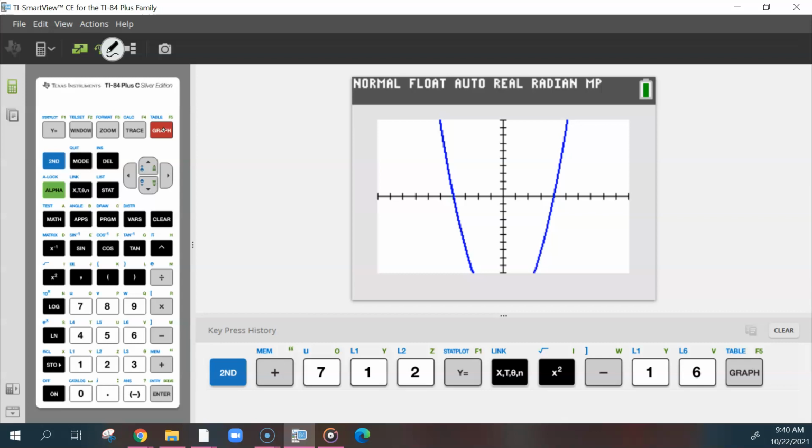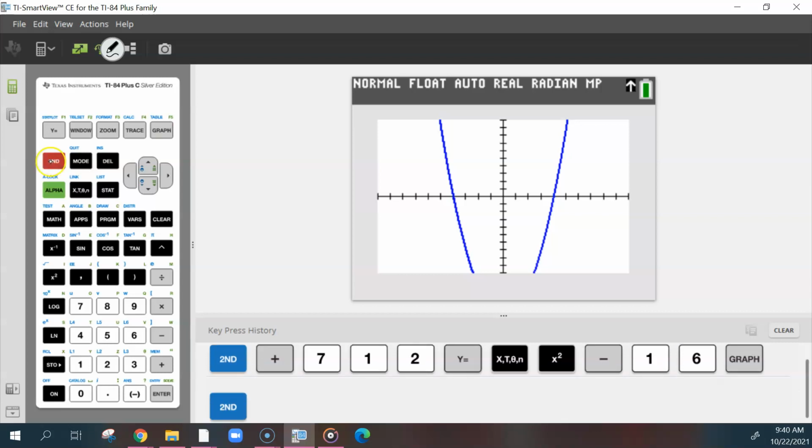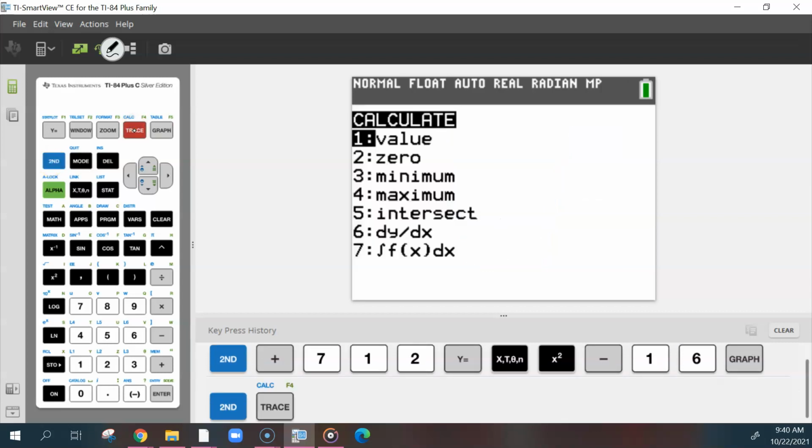Once you're on your graph, the optional step 3 is not really optional. To find your values, you would need to use step 3. So you're going to go into trace, but hit second and then trace. The word calc above trace is blue, so second and then trace.